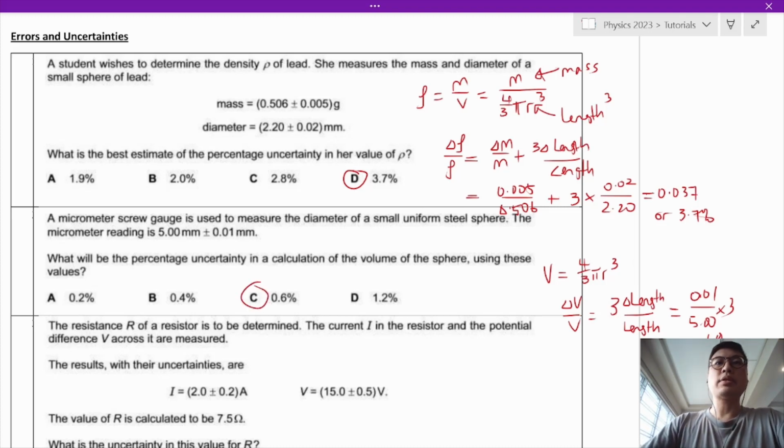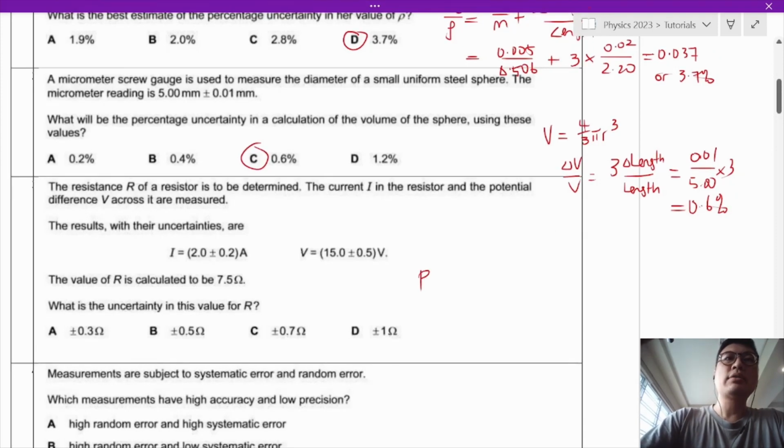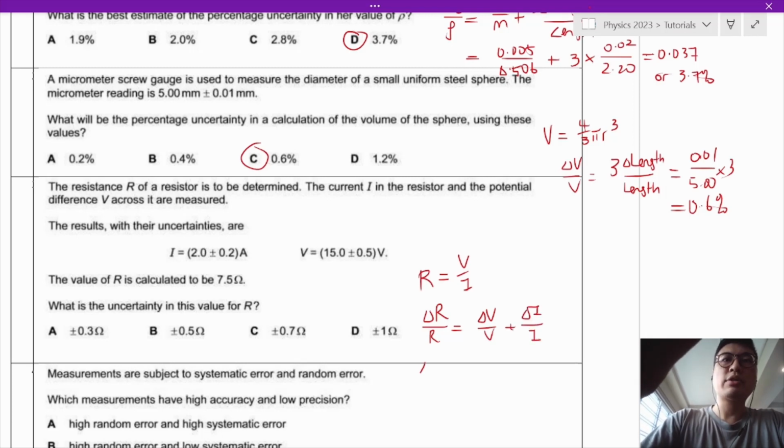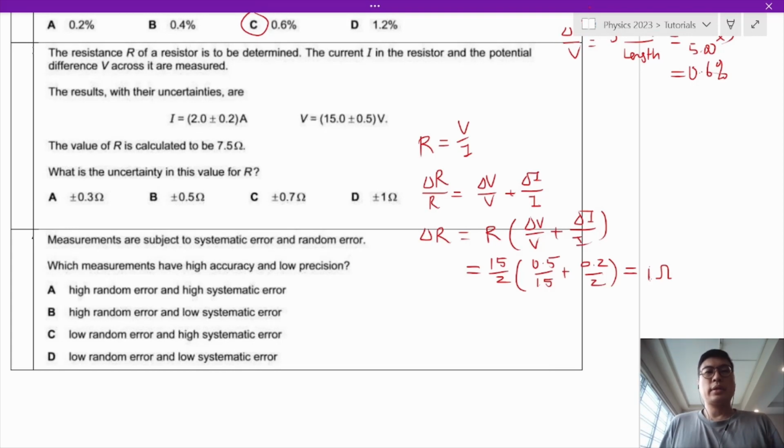The resistance is to be determined. The current is like this. What is the uncertainty in the value of R? The resistance is V over I. So the percentage uncertainty in the resistance will be the percentage uncertainty of the voltage plus the percentage uncertainty in the current, which means that the uncertainty in the value of R will be the resistance multiplied by the percentage uncertainty of the voltage plus percentage uncertainty of the current. So quickly, we'll fill in the values, and the answer will be plus minus 1 ohm.